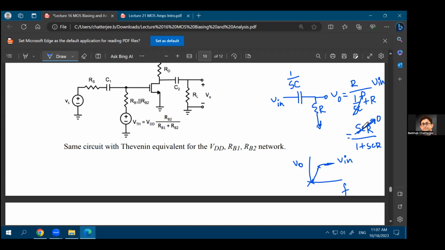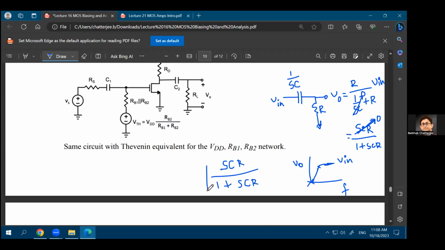your numerator will become 1 because S is equal to j omega. If you are taking just the magnitude of it, replace S with 1 upon RC, so 1 upon RC will cancel out with this RC that you have in the numerator. So let me write it down again in a phrase way: you have SCR divided by 1 plus SCR.